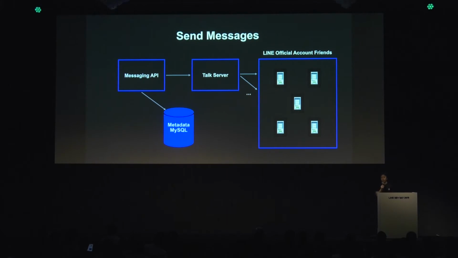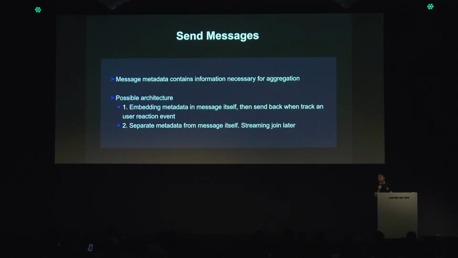So up to here is very straightforward. Next, the messaging API would send a request to the core server called Talk Server for LINE messaging. And then Talk Server would deliver the message to the friends of the official account. At the same time as sending the message to the Talk Server, the messaging API is also storing the metadata on the message on MySQL. And this metadata includes information necessary for gathering metrics.